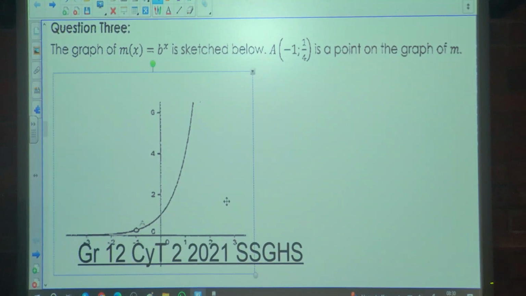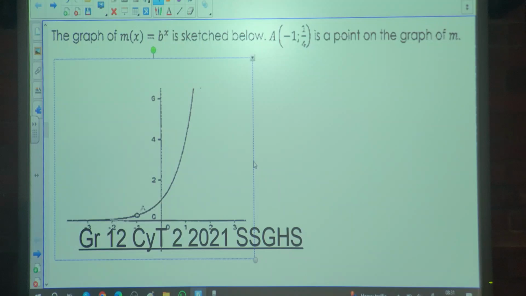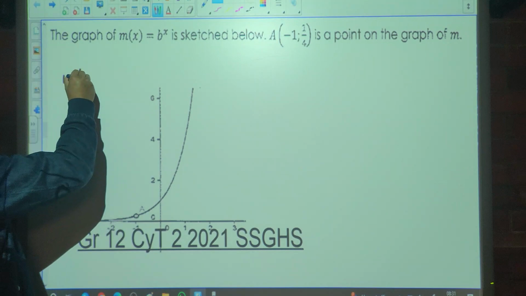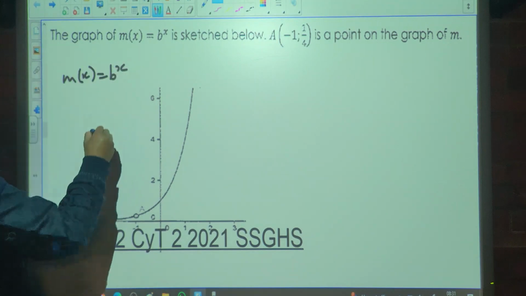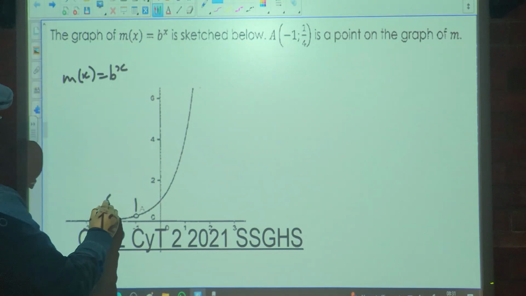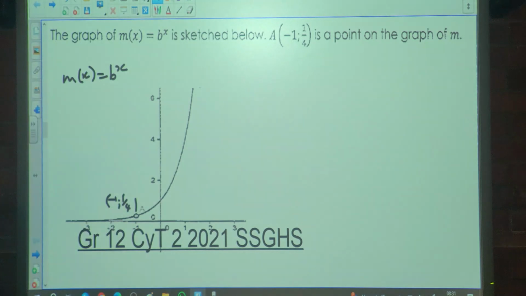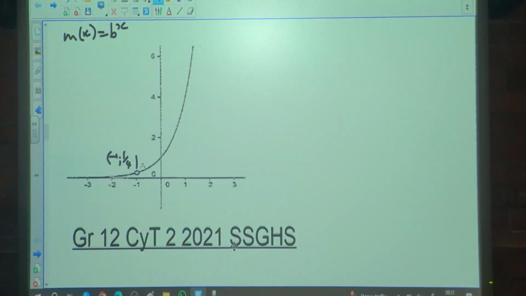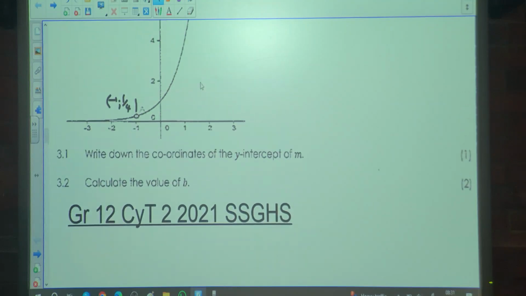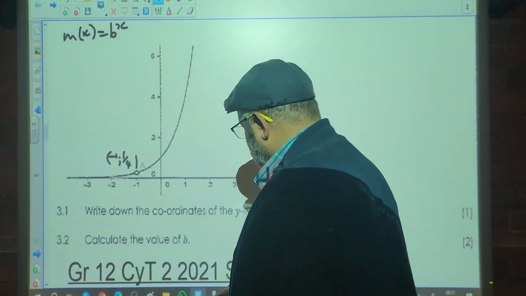We have question 3. Here we are told that the graph of m of x equal to b to the x is sketched below. So m of x is equal to b to the x. A is going to be -1.25 and a quarter, not indicated on the graph, is a point on the graph of m. Let's go to the first question. First question says, write down the coordinates of the y-intercept of m.